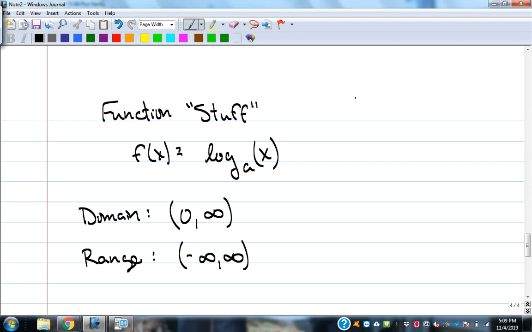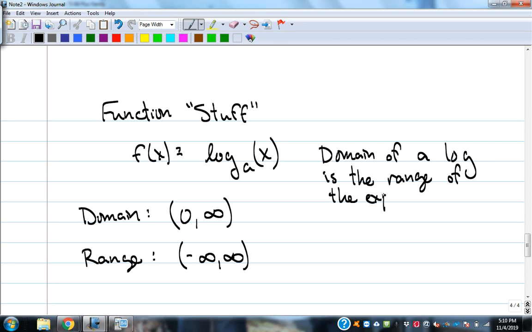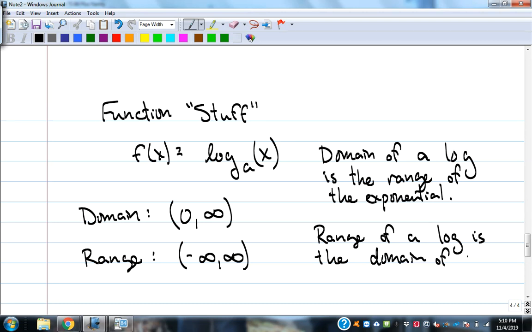So the domain of a logarithm is the range of the exponential, and the range of a log is the domain of the exponential, because that's what inverse functions do, okay?